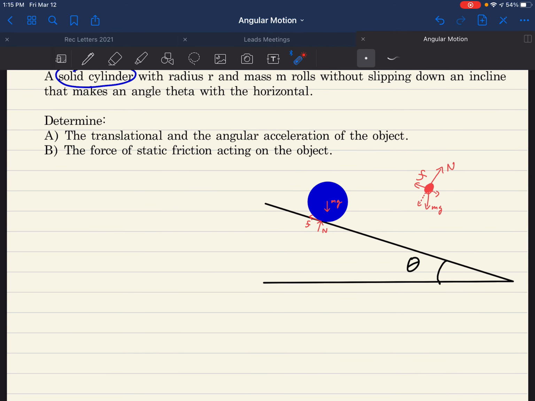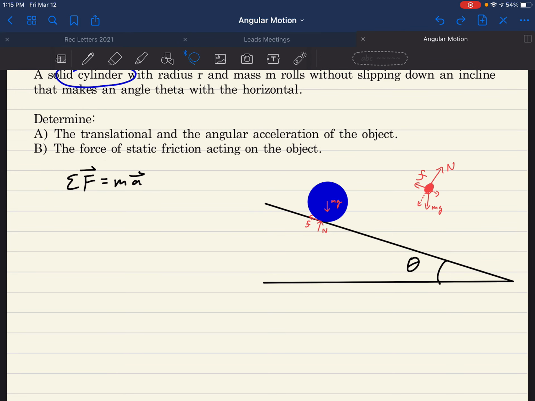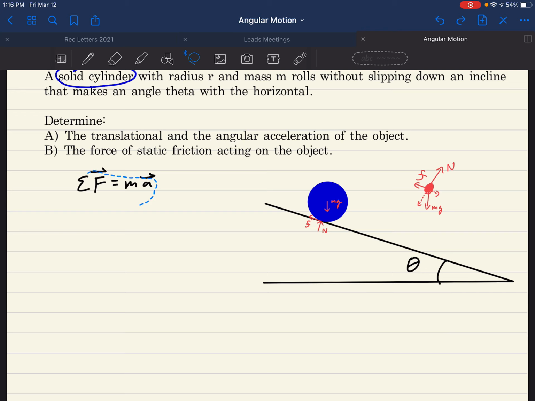And now let's try to write some equations. We can write one equation using the net force, using Newton's second law for translational or linear motion. And then we can also write an equation using Newton's second law for rotations. There are basically two equations we can develop.